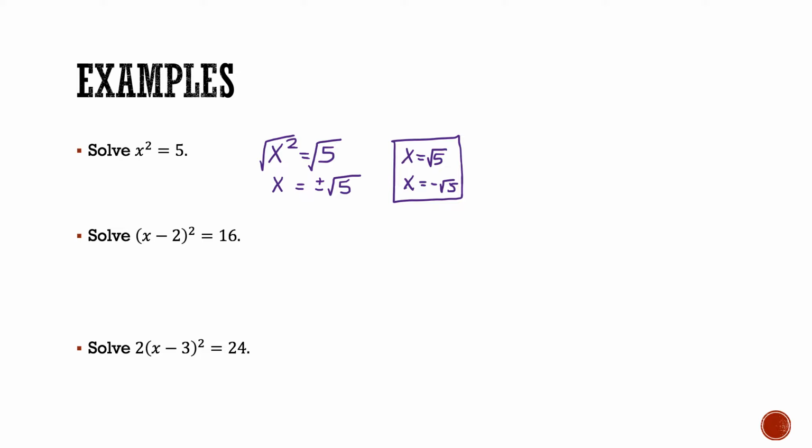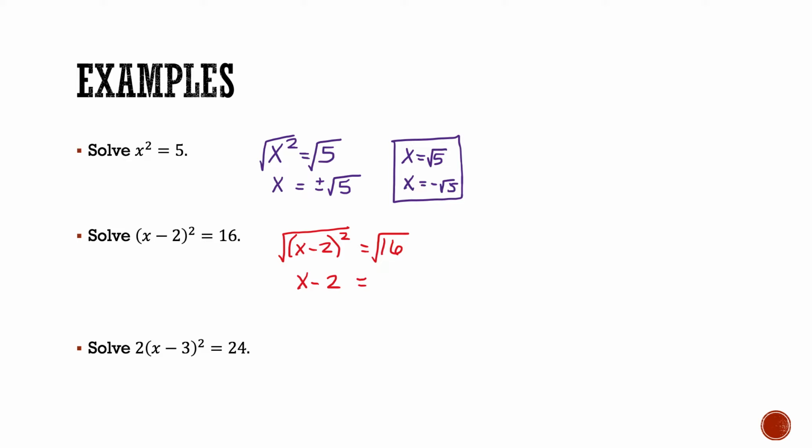When I move to my second example, I have in parentheses x minus 2 squared is equal to 16. And we're going to approach this in the same manner. So we have this x minus 2 squared, and our first goal needs to be to get rid of the squared. So I'm going to do that by taking the square root of both sides of the equation. So again, when you have a square root and a square, they cancel each other out, leaving you just what's underneath. So in this case, just x minus 2.